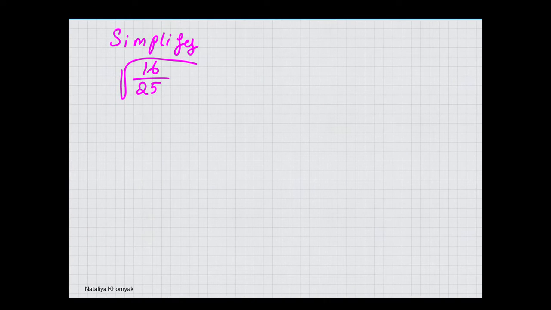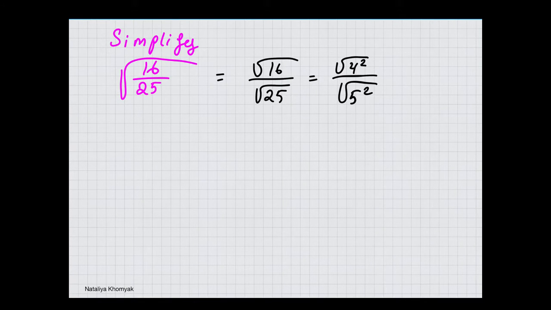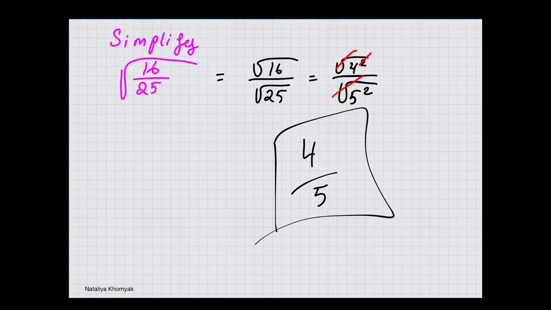Here we have square root of 16 divided by square root of 25. I know each of them is a perfect square, so I'm going to separate these. So I have square root of 4 to the second over square root of 5 to the second. Square root and the second power cancel, square root and the second power cancel, and 4 over 5 is our solution.